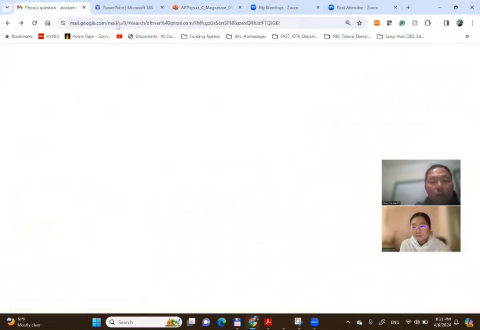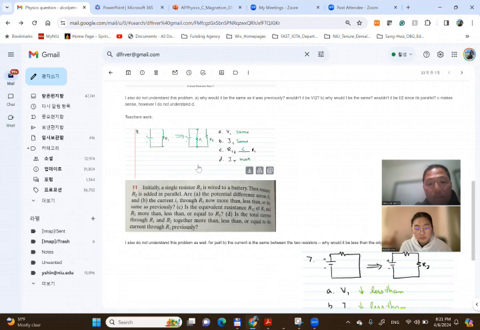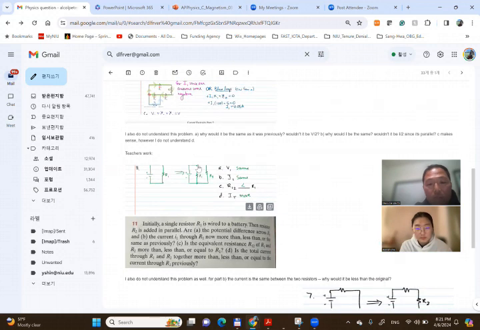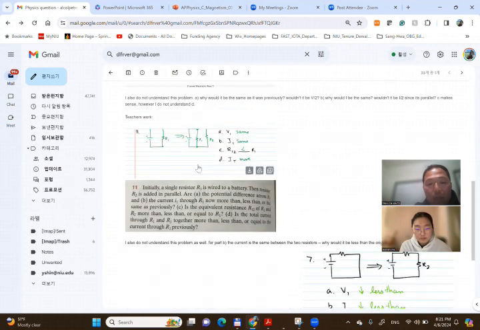Then the second question, number 11. Initially a single resistor R1 is wired to a battery. Then resistor R2 is added in parallel. Are the potential difference across R1 and the current I1 through R1 now less than or the same as previously? Is the equivalent resistance R12 of R1 and R2 more than, less than, or equal to R1? Is the total current through R1 and R2 together more than, less than, or equal to the current through R1 previously?